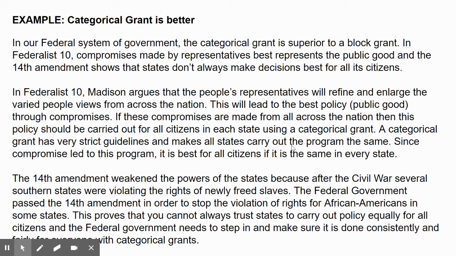So now I'm arguing that the 14th Amendment is proof that you need to have categorical grants, because that way it's all consistent and you're not having every state make different decisions because they might not carry it out equally. So now I'm arguing for a categorical grant. So if you had anything similar to that, you probably didn't use the 14th Amendment, but then you probably are going to get the points.